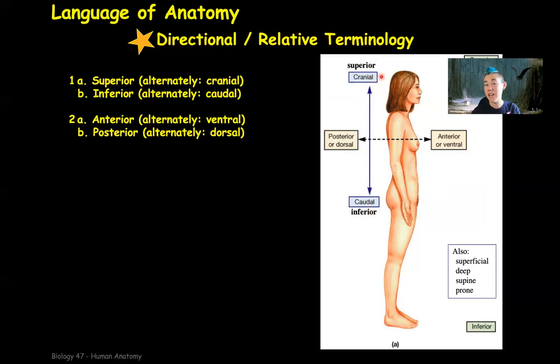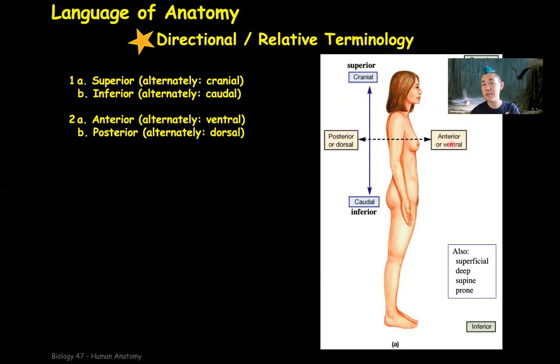Sometimes the terms cranial and caudal, meaning toward the head and toward the tail, are used. This is less common in humans because we don't have much of a tail. So you might say that the cranial region is superior to the cervical region, which in common language would be the head is above the neck.